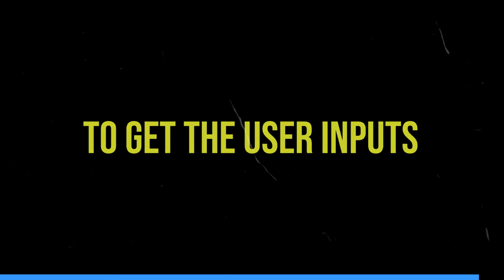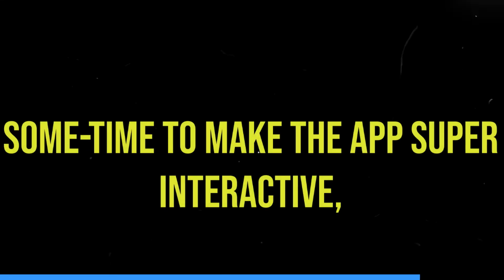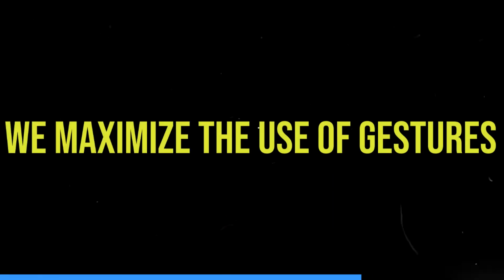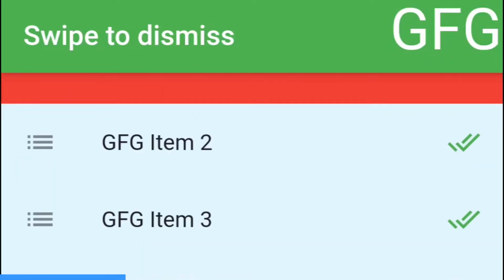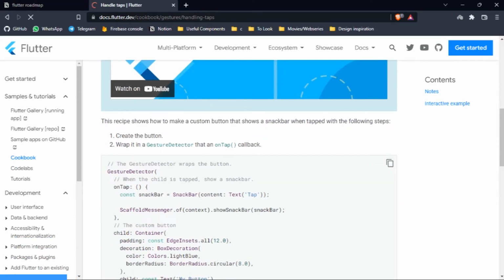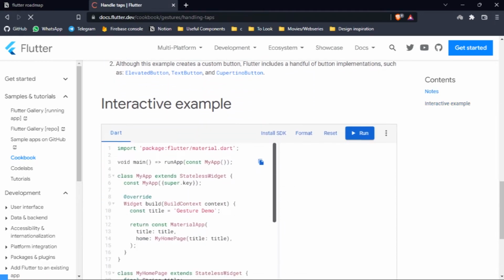To get user inputs and sometimes to make the app super interactive, we make maximum use of gestures. Flutter has pre-built widgets to cover this, for example, adding material ripple effect, handling taps, swipe to dismiss. Check out the complete guide in the documentation of gestures in the cookbook.